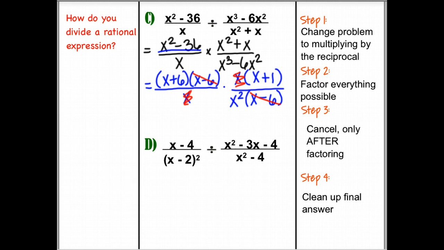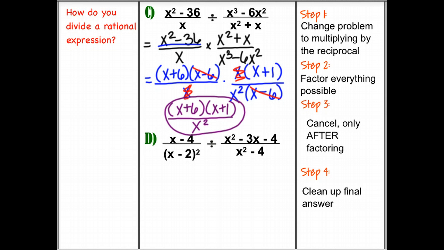Remember, when everything on top we multiply together, everything on the bottom we multiply together. I look and I see that on top I'm left with x plus 6 and x plus 1. And on the bottom I'm left with x squared. If you would like to FOIL out the x plus 6, x plus 1, you can. It is not required by any means, and in fact, I would almost prefer it to be in factored form.